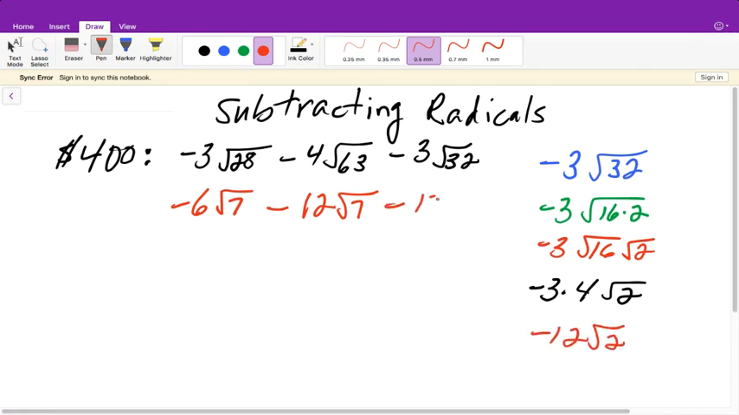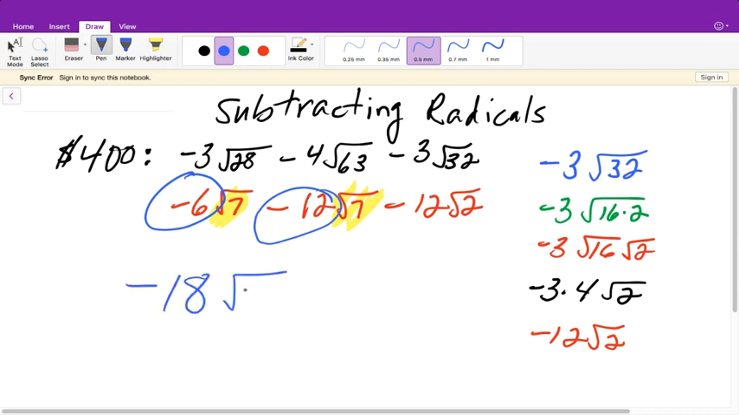All right, then we look and see, do we have any like radicals? Square root of 7, square root of 7. So we would then combine those. Negative 6 minus 12 gives me negative 18 times the square root of 7. And since this one doesn't have any other like radicals, it just gets written as its own. So negative 12 times the square root of 2.